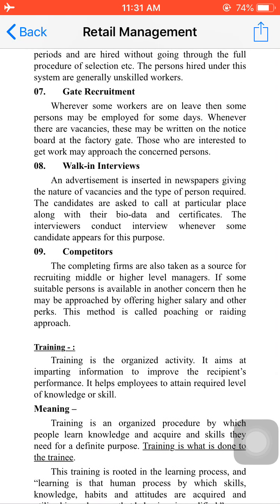The last one is competitors. This is better used for professionals like CA, CS, all this. The firms are also taken as a source for recruiting middle or higher level managers. If some suitable person is available in another concern, then he may be approached by offering a higher salary and other perks. This method is called poaching or raiding approach.